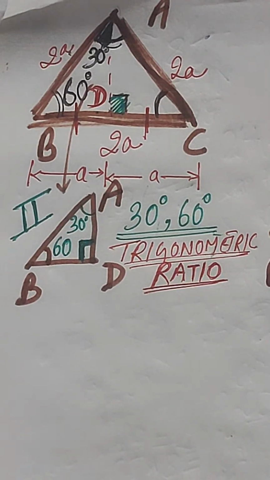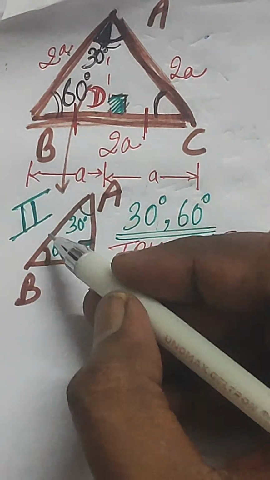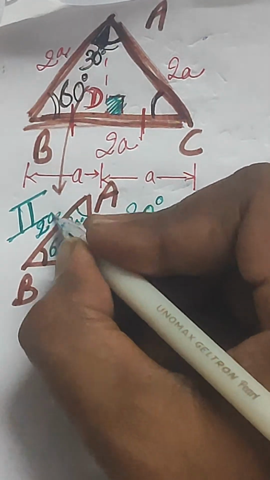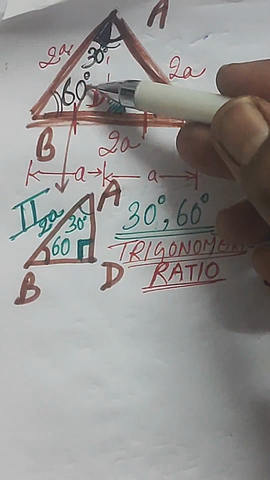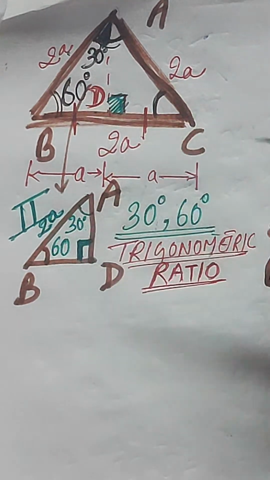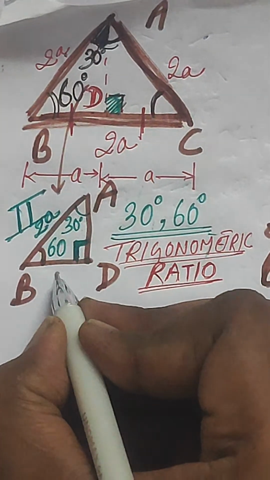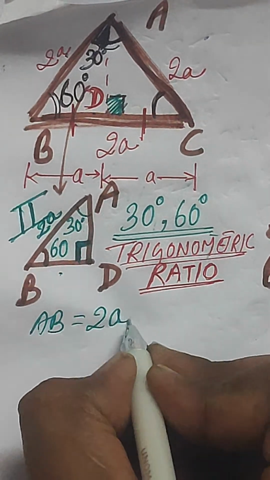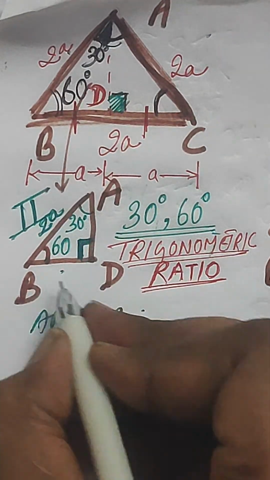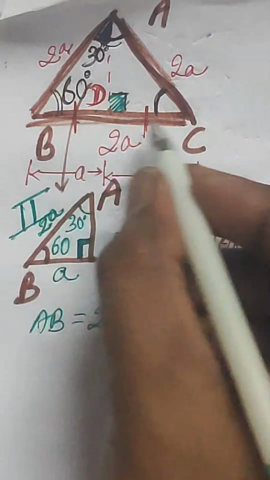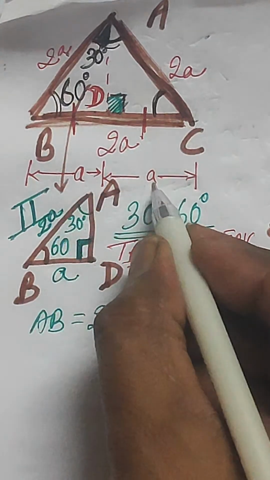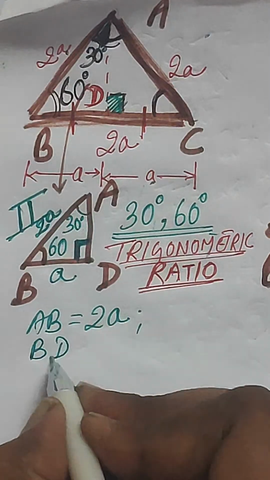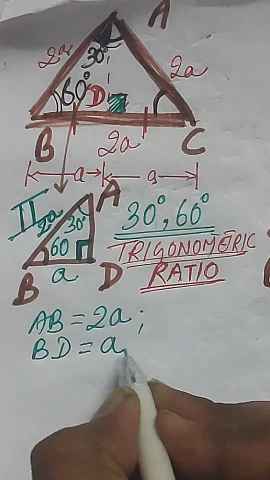Now, since the length of AB is 2a, I'm drawing a replica of half of the above equilateral triangle. If this is 2a, then I'm writing AB as 2a. BD, what is the length of BD? It's a perpendicular bisector, so this a and this a. So BD is nothing but a.